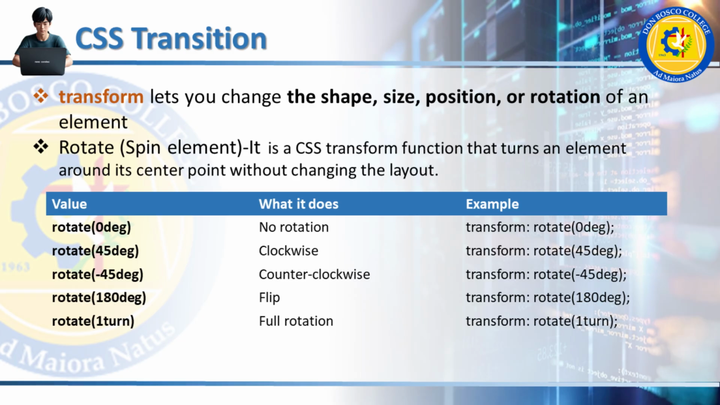Next, let us discuss the rotate value of transform. The rotate function is a CSS transform that spins an element around its center point without affecting the layout of the page. Here are some example values and their effects.